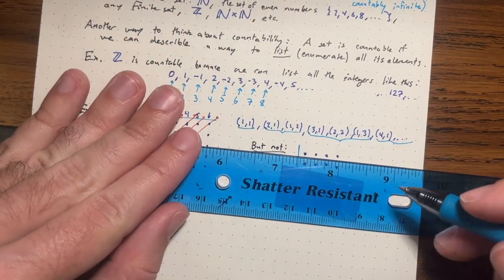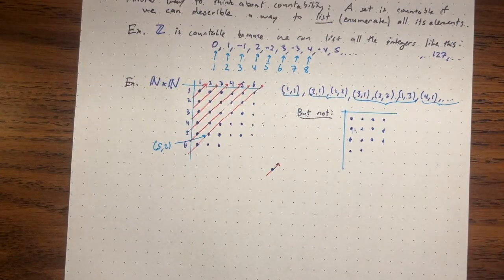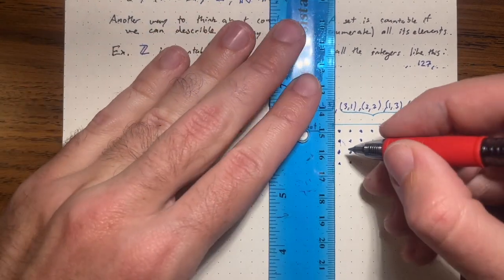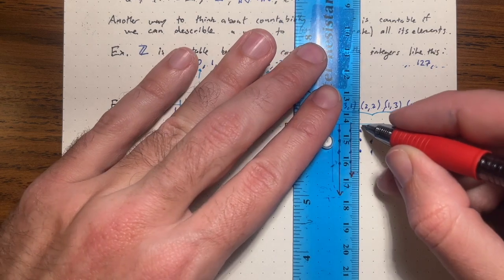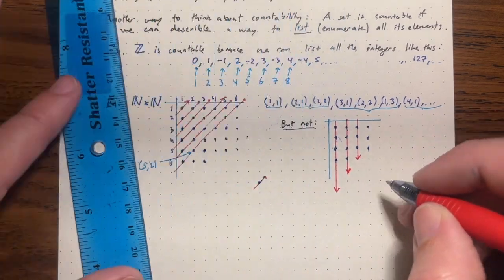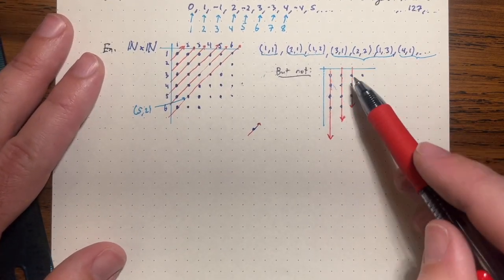And here's what you cannot do. You cannot say, I'm going to list them all in the following way. I'm going to first go down column 1, then I'll go down column 2, then I'll go down column 3. Okay. Say, well, wait, why can't I do that? That's going to hit all of them.